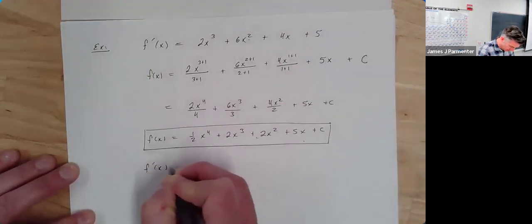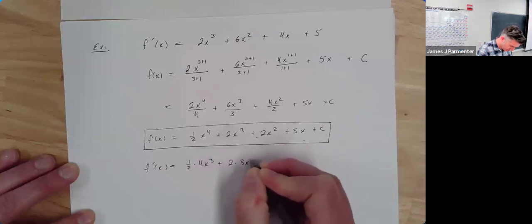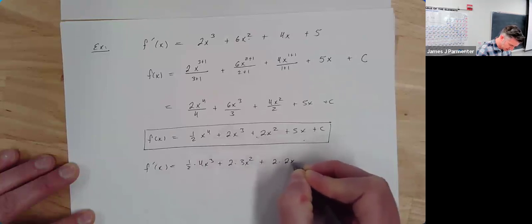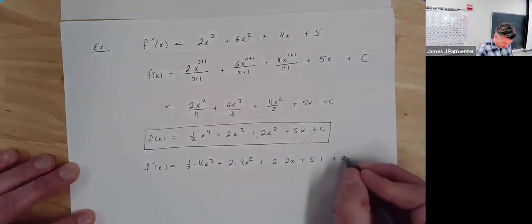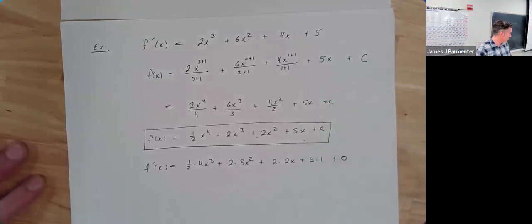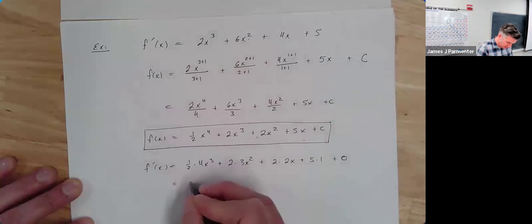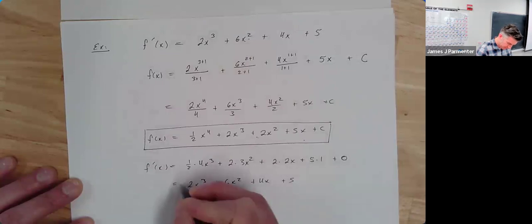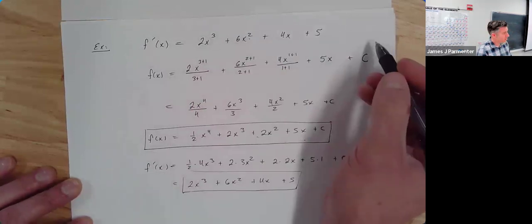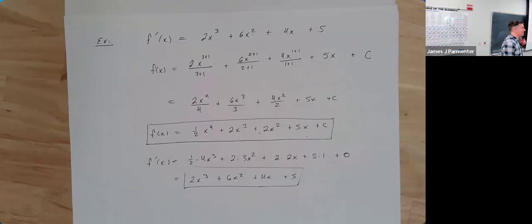The derivative here would be 1/2 times 4x cubed plus 2 times 3x squared plus 2 times 2x plus 5 times 1 plus c plus 0. Holy smokes, plus 0. What's the derivative of a constant? 0. And then if we simplify this, we exactly get what we have up here: 2x cubed plus 6x squared plus 4x plus 5, which is exactly that. We're not required to show that work typically, but it's important that if we were to do that, we would get back the function that we started with.